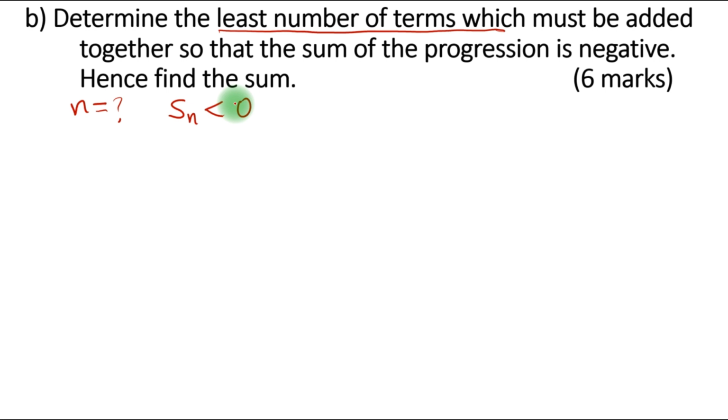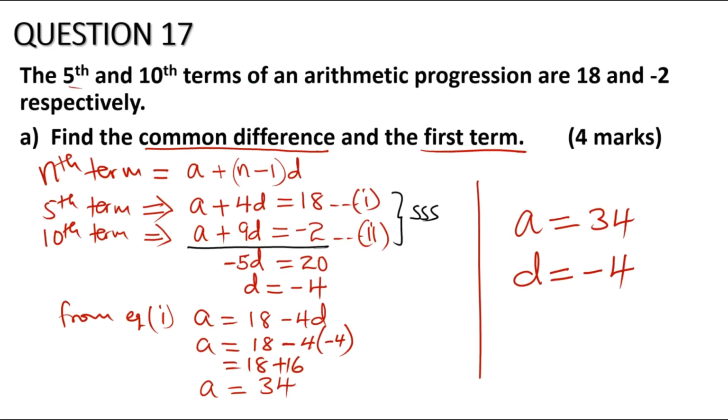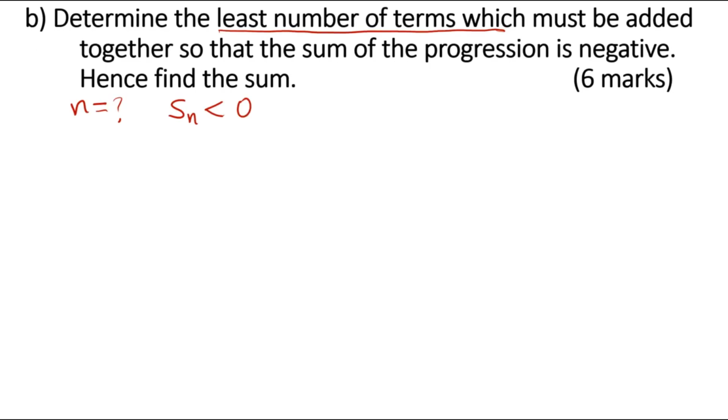Any number to the left of 0 is a negative number. So we need to find n such that the sum will give a negative number. The other information we already have from part A of the question is that a is 34 and the common difference d is -4.